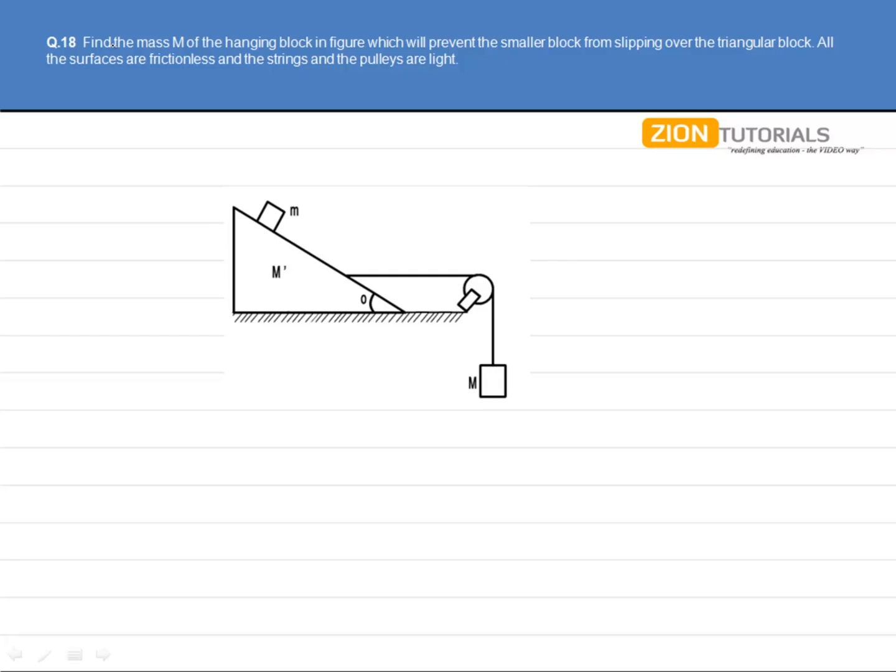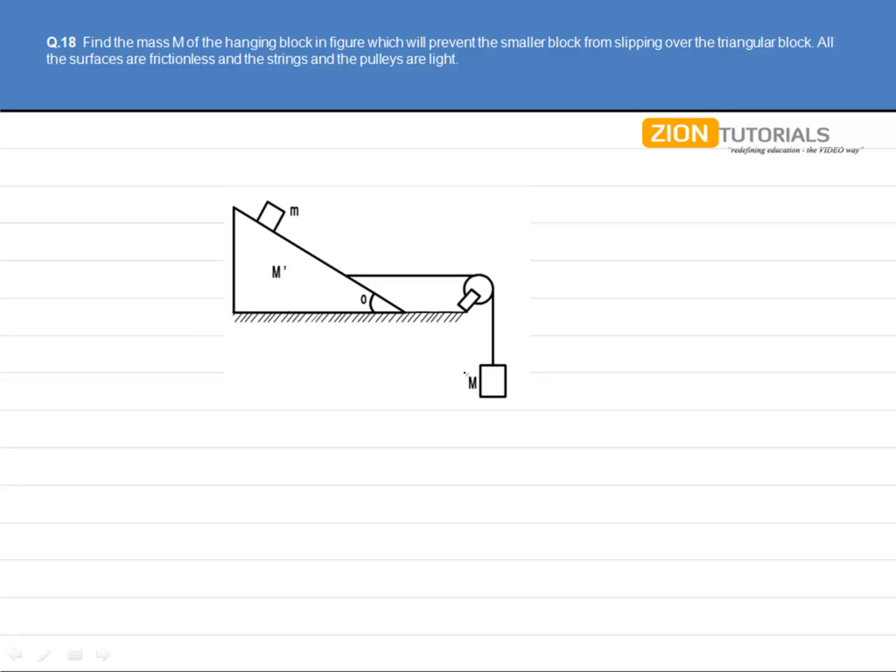As the question says, find the mass M of the hanging block in the figure which will prevent the smaller block from slipping over the triangular block. All the surfaces are frictionless and the strings and the pulleys are light. Now first, let us understand this problem.